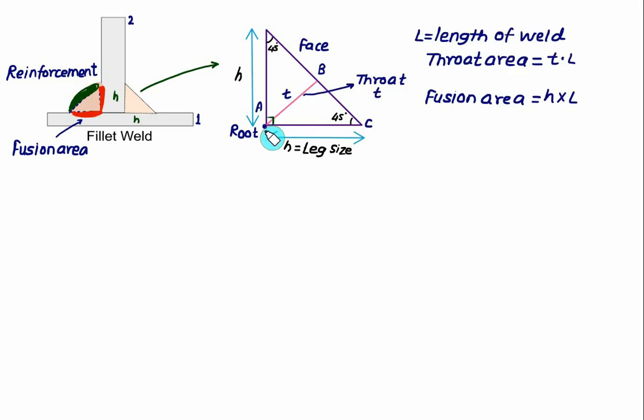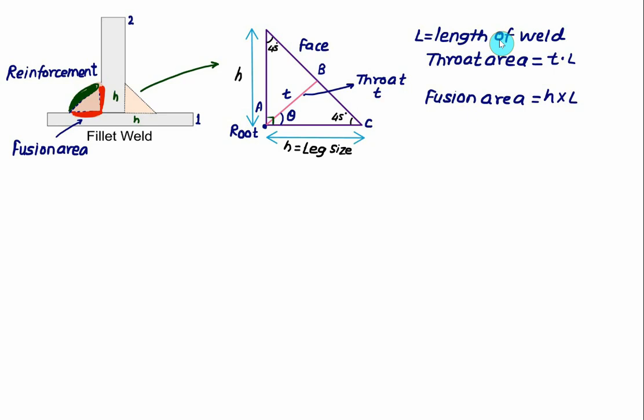This corner here is called the root, and if we draw any line on the face from the root at an angle theta, it will be called the throat. So the throat has a length equal to t. In that case we can define two areas. One is based on the fusion area and one is based on the throat area.